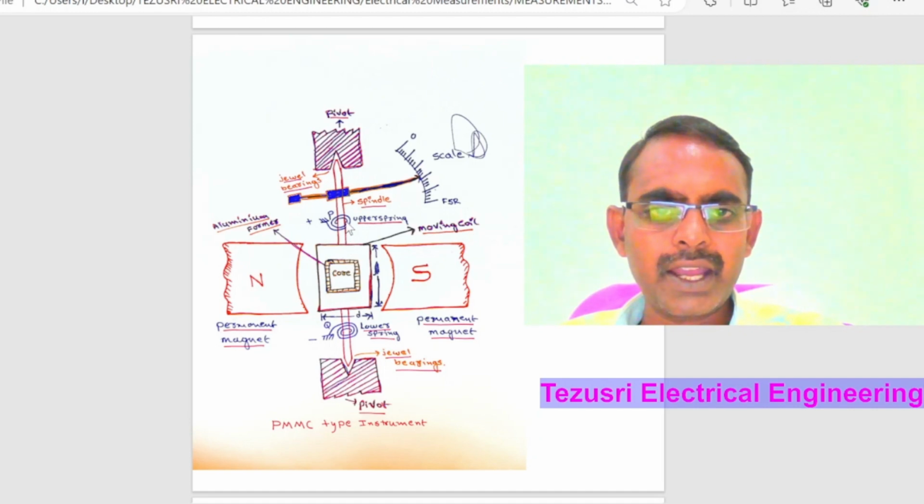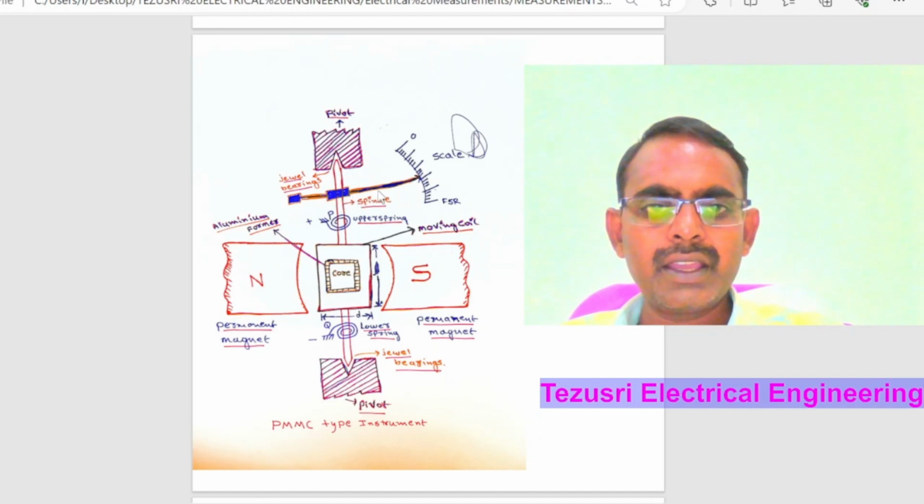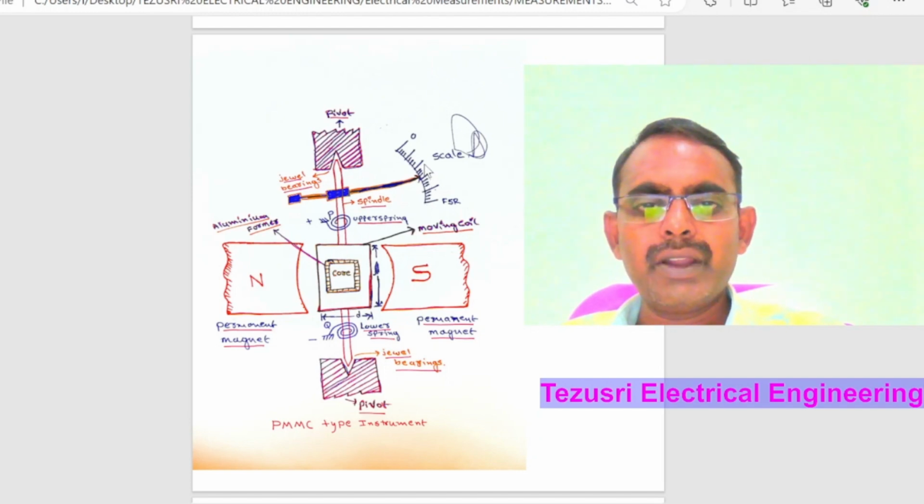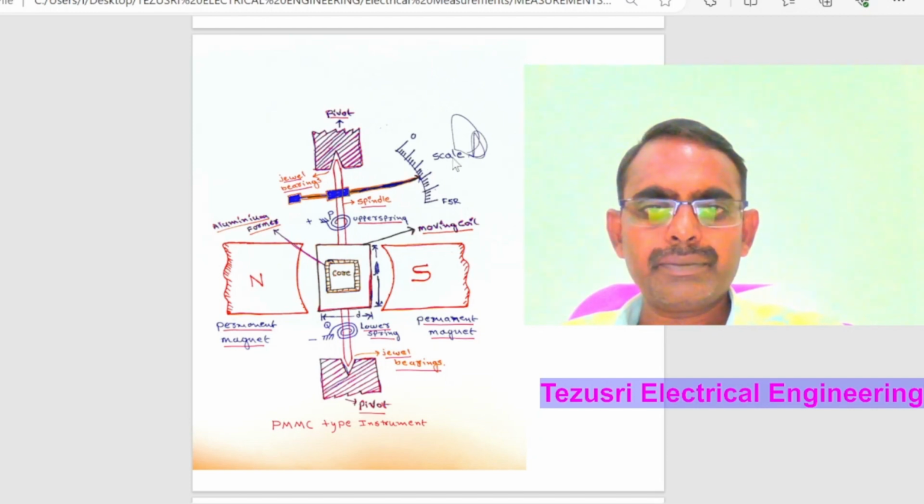This moving coil is attached to the spindle, and the pointer is attached to the same spindle. According to the measured quantity, the pointer shows on the scale. Here, the springs P and Q are used for controlling torque or controlling force.